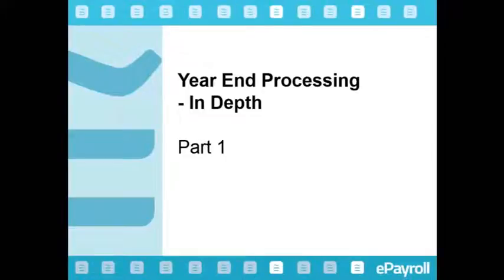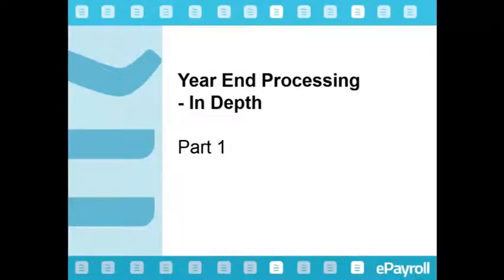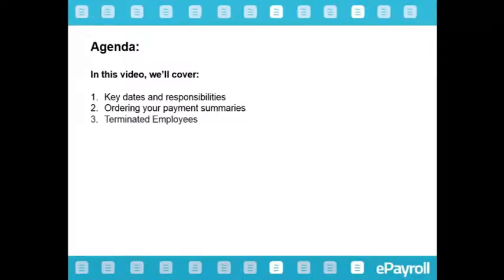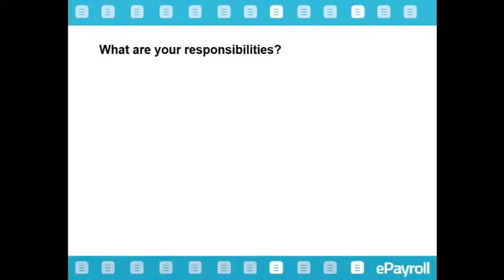This video is part of a three-part series where we will go through year-end processing within ePayroll. In this first video, we'll cover key dates and responsibilities and ordering your payment summary, so how to actually process that order or put that order into the system. We'll also have a look at what you can do about terminated employees. So start straight into it, key dates and responsibilities.